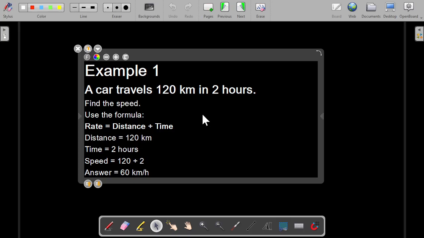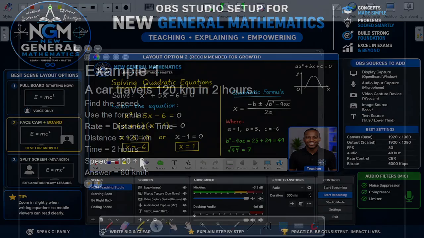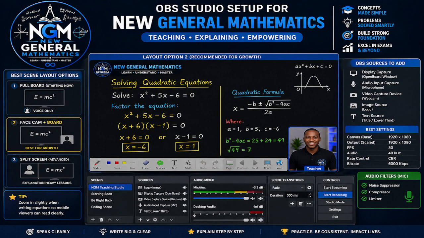So what you are going to have now, the distance is 120 kilometers and the time is 2 hours. What you are going to do is 120 divided by 2, as you can see here. So this is a very simple way of solving rate. We are going to see a clearer example, so let us get that one and understand it.